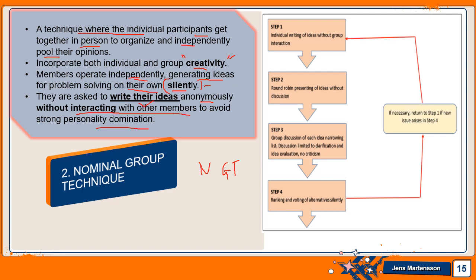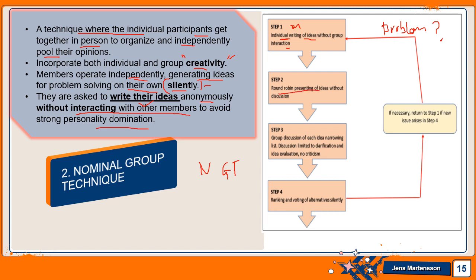So these are the steps involved in applying nominal group technique. First step is individuals writing ideas without group interaction. So individual here means the group members. Okay, they just write down. Let's say the group leader of this nominal group technique gives them a problem to be solved. The group leader says, okay, please write down your ideas on how to solve this problem. So the group members will start writing down their ideas, and they don't talk to other members. They just write down on a piece of paper.